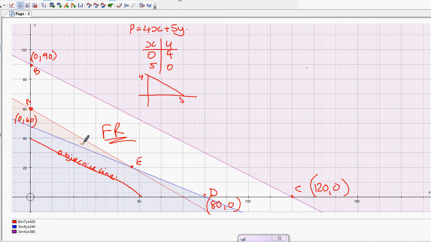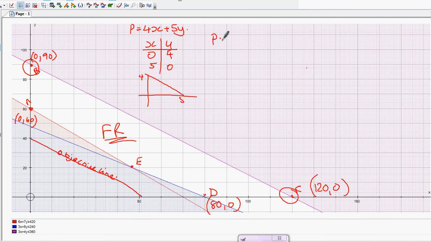If I think about moving that across, I've possibly got a solution at B, and I've possibly got a maximum solution at C, which is moving away from 0, 0. The line is crossing the axis at a higher point as I move the line away from the origin. So I'm just going to test those 2 points.